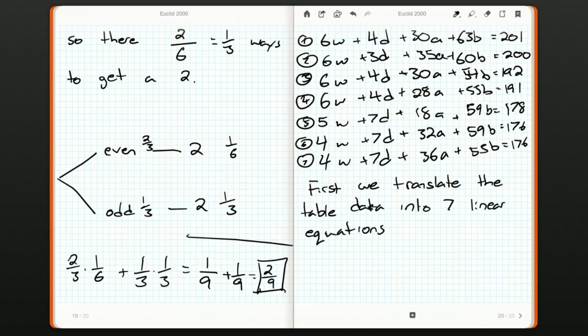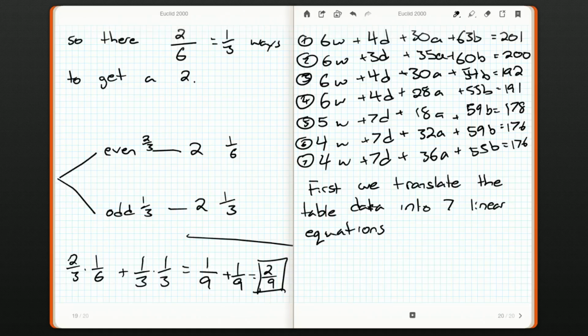So, given this set of 7 linear equations and 4 unknowns, we should be able to solve for W, D, A, and B. Okay, 7 equations, 4 unknowns. We have more equations than unknowns. In theory, we should be able to solve this.